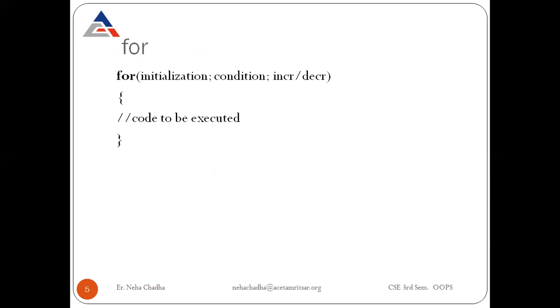Then for the for loop, there is for, initialization, then semicolon, then condition, then semicolon, then increment or decrement. It will depend upon the logic that you are going to use. Then in the parentheses, we have the body of for, the code to be executed.